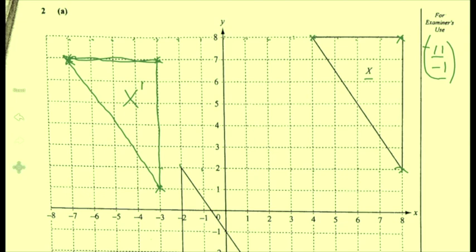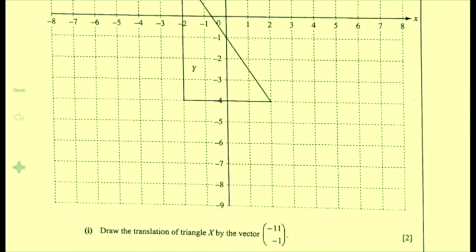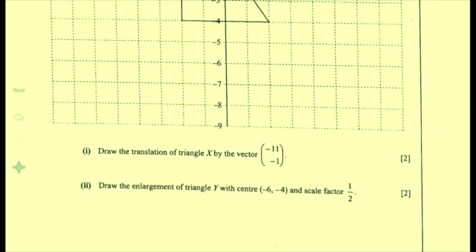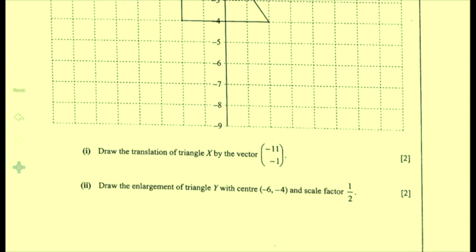Then you can have a look at the second part of the question. Draw the enlargement of triangle Y with center negative 6, negative 4, and scale factor half. So now you have to enlarge this triangle Y. The center of enlargement is at negative 6, negative 4. So your center here is at negative 6.